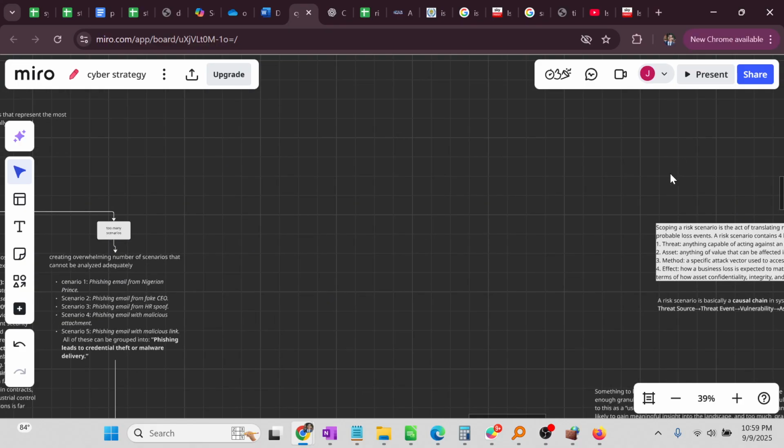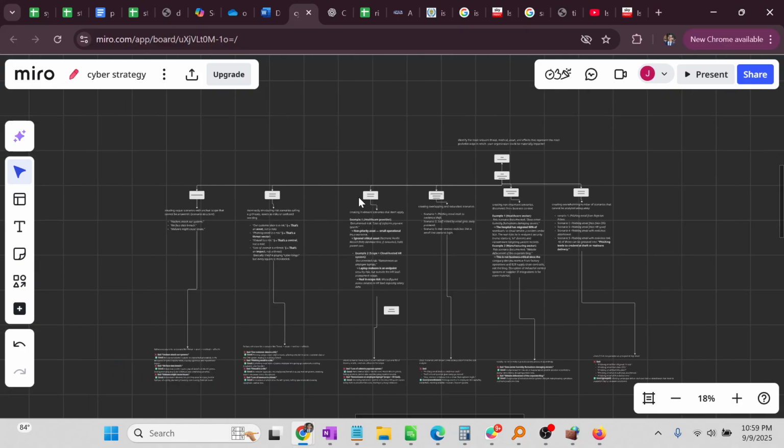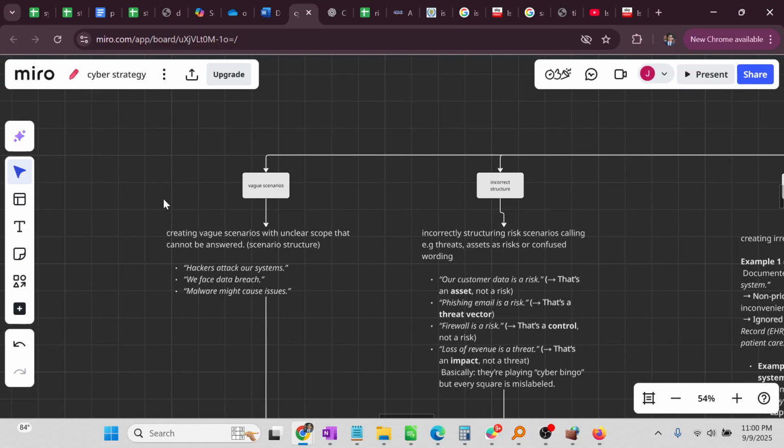Now, let's move on towards the problems. Here are some of the problems I've listed. This is not an exhaustive list, but these are the most common problems. I will start with vague scenarios.